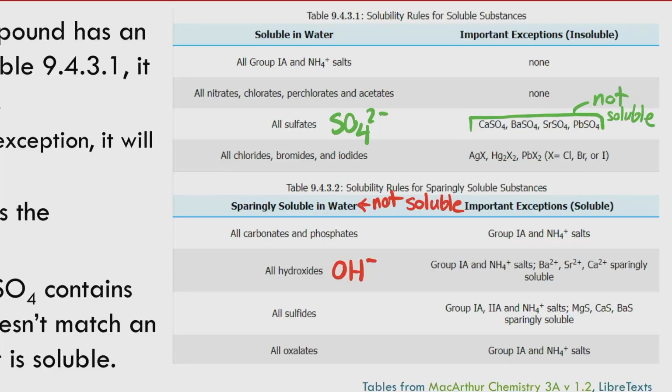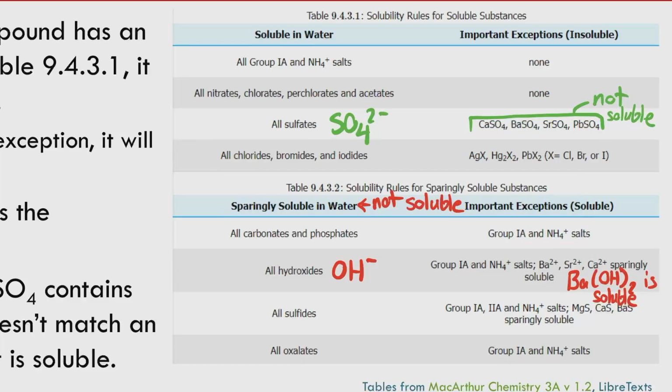So for group 1A, we saw up here that those are always soluble. So if we've got group 1A, it's going to be soluble. Ammonium, also always soluble. And if we have barium, strontium, or calcium, those will also be somewhat soluble. So Ba(OH)2, we would consider soluble. This is different from the one that's on the green sheet.